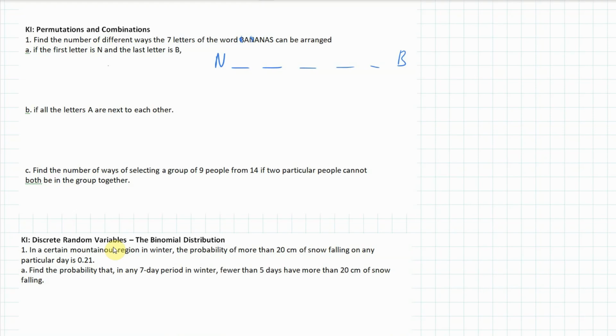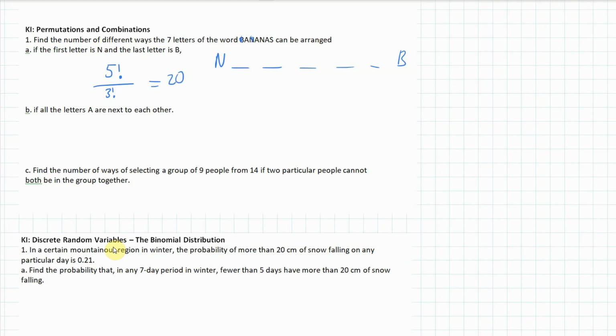So you can see that there's 5 letters, so 5 factorial. However, out of these 5 letters, we've got 3 A's. So they all double up. So it should be 5 factorial divided by 3 factorial, and this gives us a value of 20. 5 times 4.